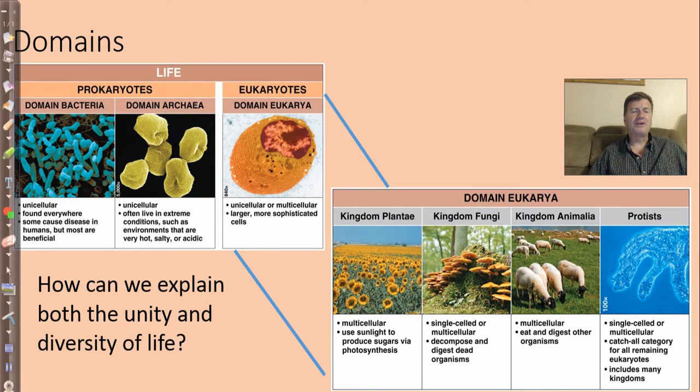Why do I mention that here? We go back to Darwin's biggest central question. Can we explain where all these different kinds of things came from? Plants and fungi and animals and protists and bacteria. Can we explain where they all came from?